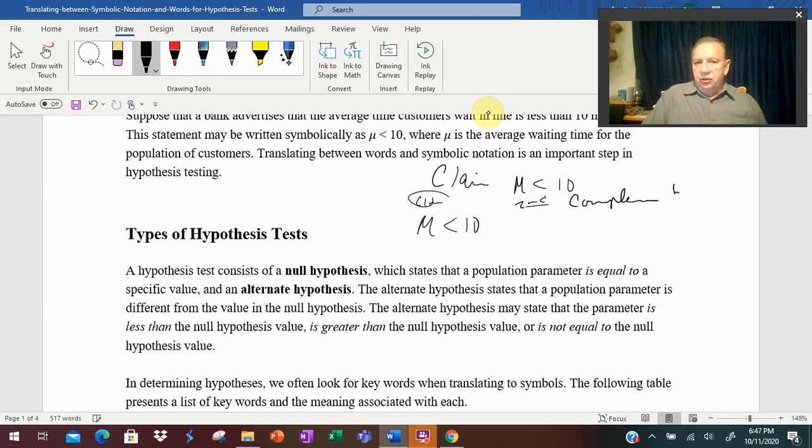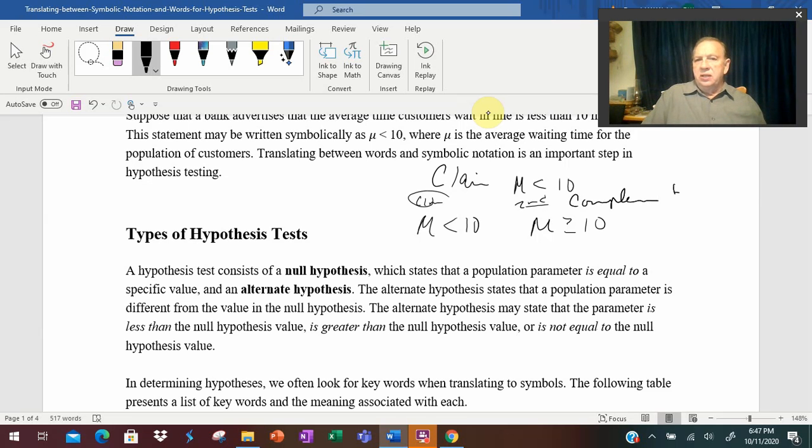It's what's left over. So if this is less than 10, there's also a possibility that mu could be greater than 10 or equal to 10. Now later on in your book, they're going to say this is just less than 10 or equal to 10. But in our test, we just want to make sure we write it correctly to start with. If it fails for the equal, then it's going to fail for all the greater than as well.